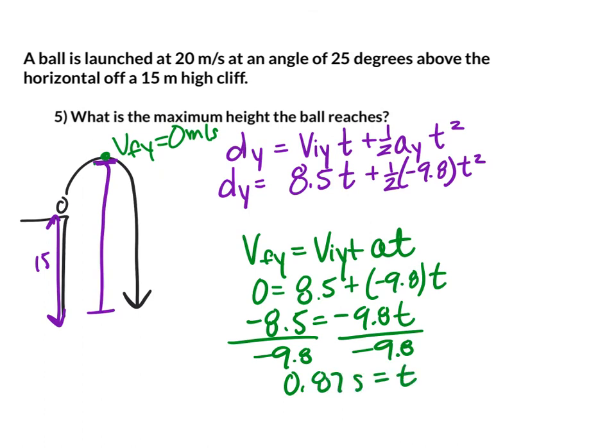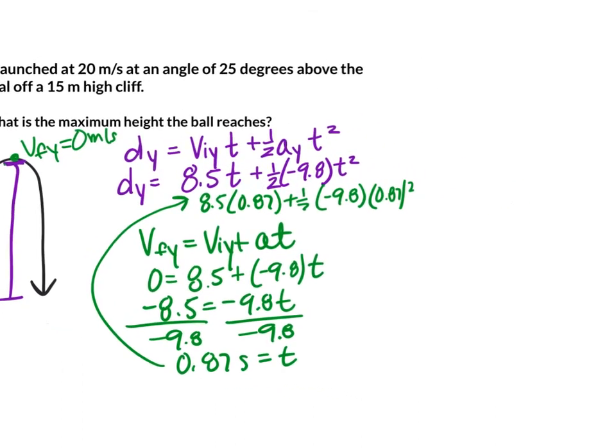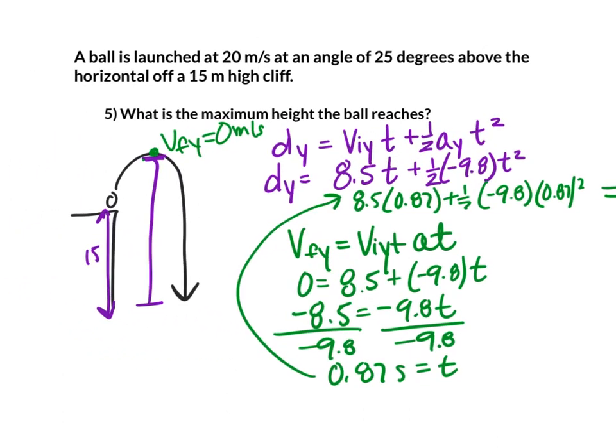So now we can come back up here and plug that in. So 8.5 times 0.87 plus 1/2 times negative 9.8 times 0.87 squared. Let me slide this over. And when we do that, we're going to get an answer of 3.7 meters. Now, before you think that's your final answer, look back at your drawing here.